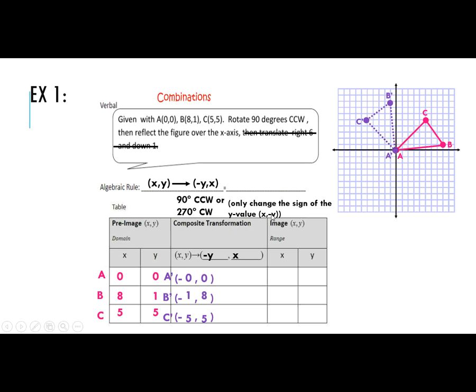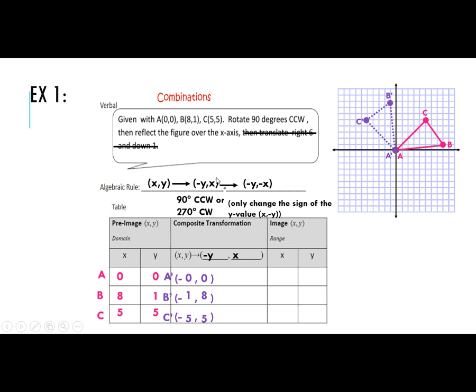And then the current point in my y spot will change signs. So x is currently sitting in the y spot, so that will change signs. Since we're picking up from this rule, we're not picking up from this rule, we're picking up from this one. Okay, so again, my x stays the same and my y changes sign.